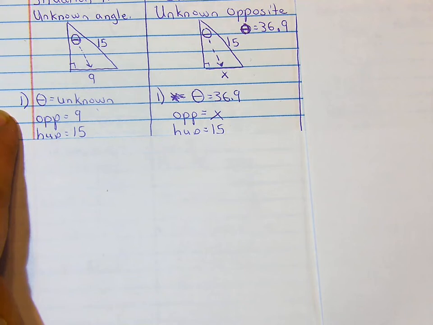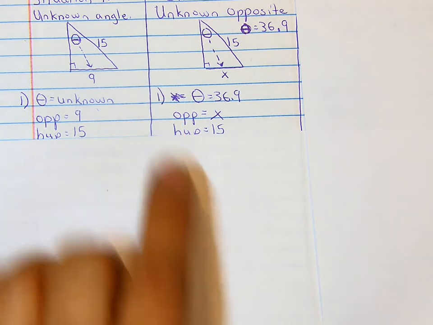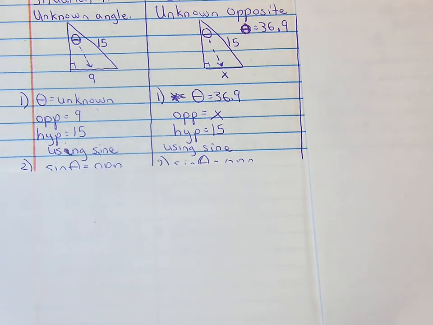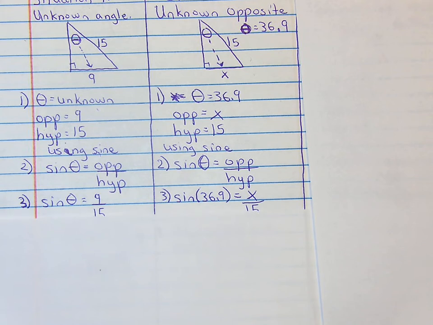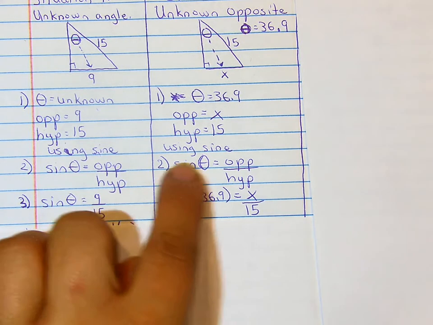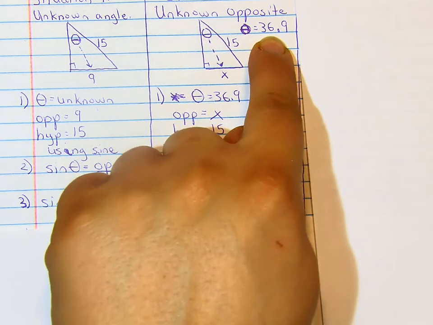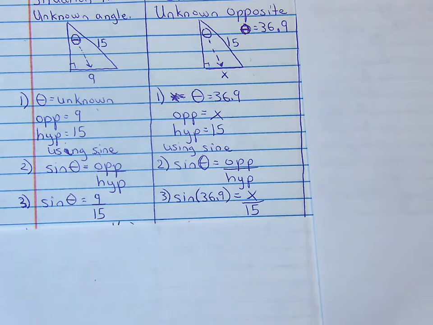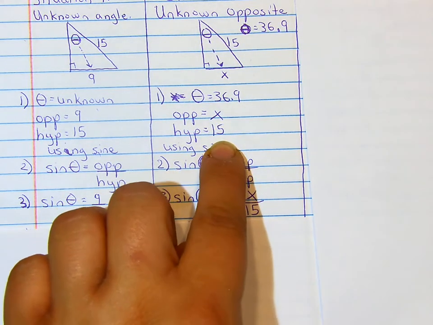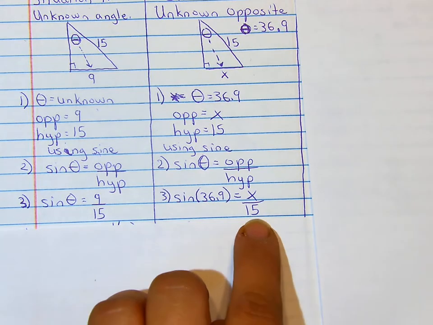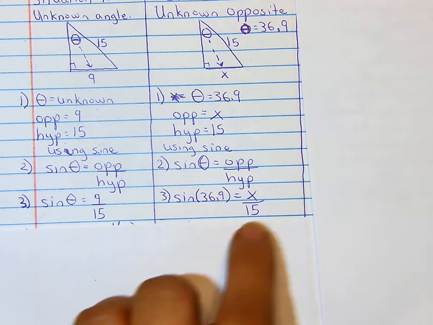Same exact steps. Identify your pieces. I'm going to use sine. There's our formula. And again, I had put these down into your notes. I'm going to plug my pieces in. Sine of my angle, 36.9 degrees, equals opposite divided by hypotenuse. That is my initial formula.